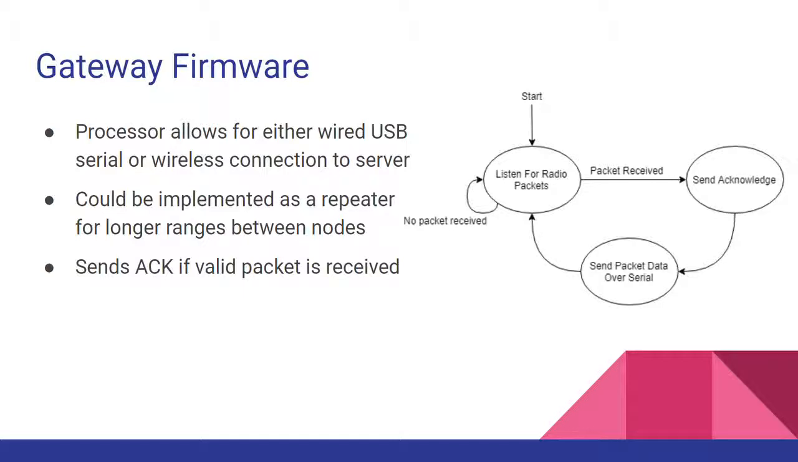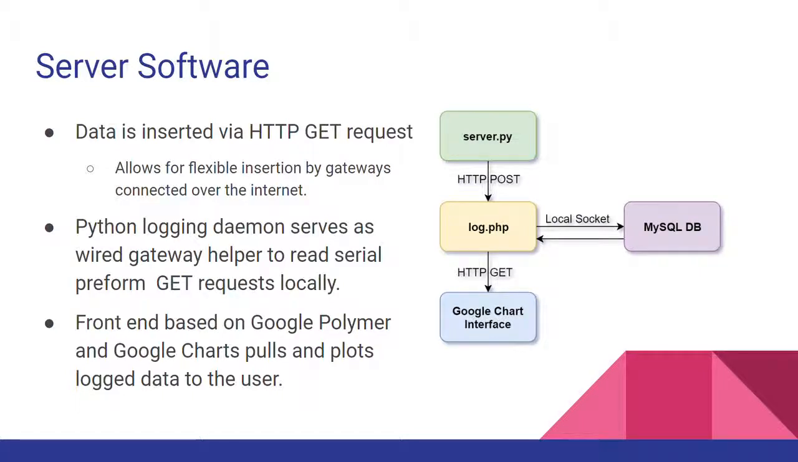And the gateway could also be implemented as a repeater for longer ranges between nodes. And it again sends an ACK if a valid packet is received. I talked about that. So now, this gives you an overview of the server software. There's a lot of different languages mixed in here. There's a Python script that does the USB serial to GET request conversion that I talked about. It actually says post here. It URL encodes the variables, so it's essentially the same thing.